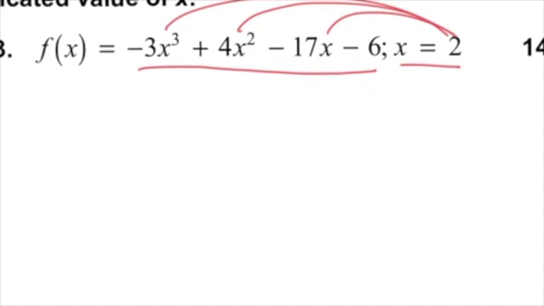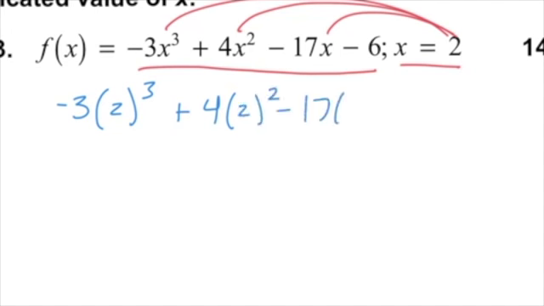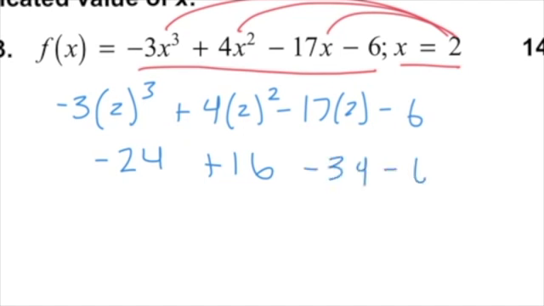So the way that this worked is you did negative 3, and then you substituted the 2 to the third, plus 4, substituted the 2 squared, minus 17 times 2, minus 6. You had to remember that exponents come first, and so you need to do this first. 2 to the third is 8. 8 times negative 3 is negative 24. 4 squared is 4 times 4 is 16. And negative 17 times 2 is negative 34 and minus 6.